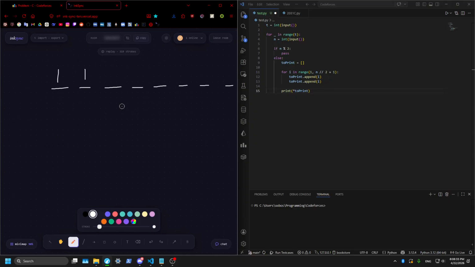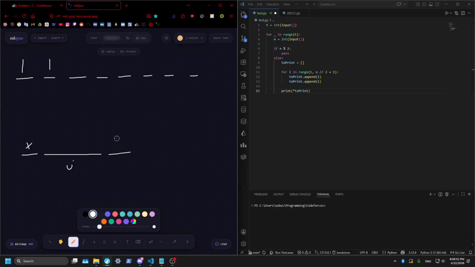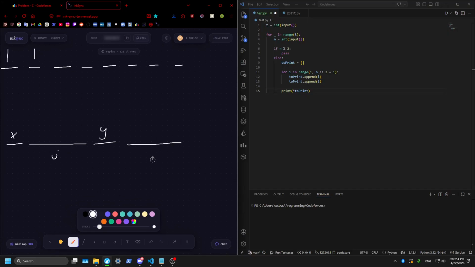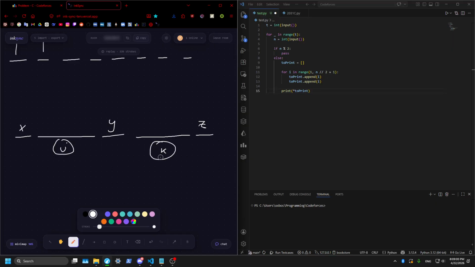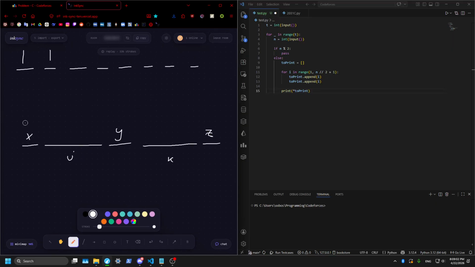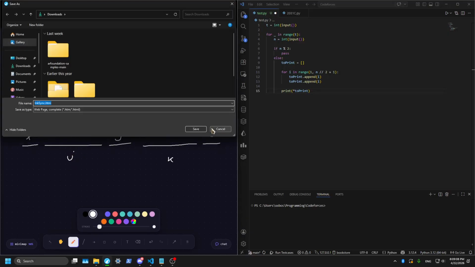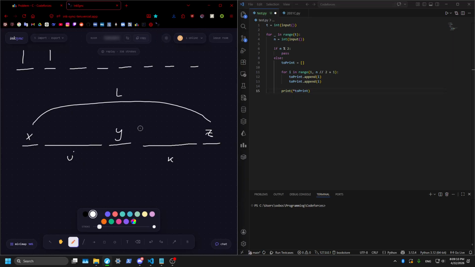What we can do though is we know for sure that we'll have some distance between where our numbers are placed that are perfect squares. So if we just imagine that, let's call this x, and then we have some range j, and then we'll have a y, and then some range k, and then we have a z. We know these are perfect squares. And then this range, let's call this l. j, k, l here are all perfect squares.